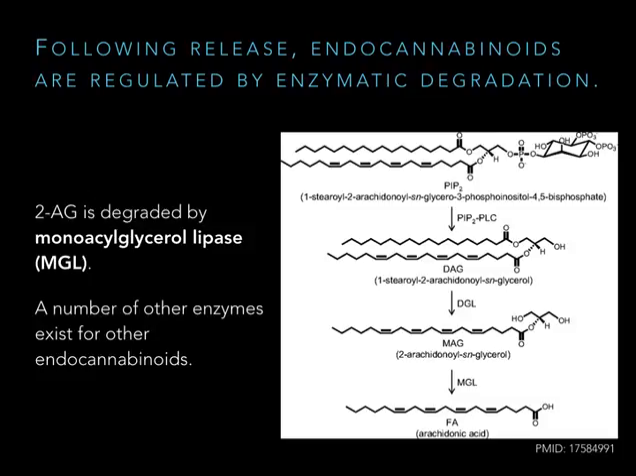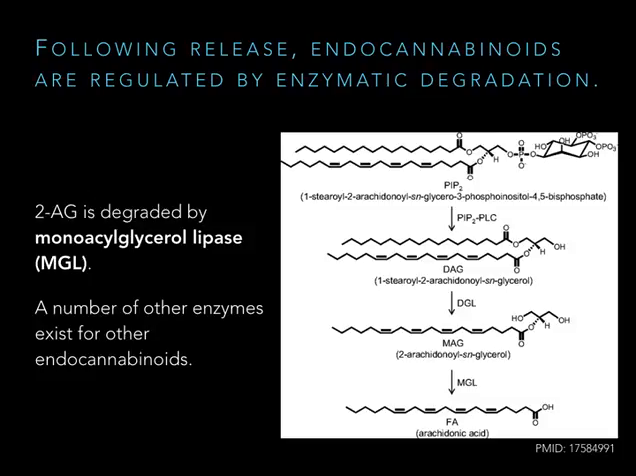We take a phospholipid that's embedded in the membrane, that's right at the top there, PIP2. We're going to break it down into diacylglycerol, then we're going to turn that into an endocannabinoid, so 2-AG, and then we're going to break that down into an inactive derivative.